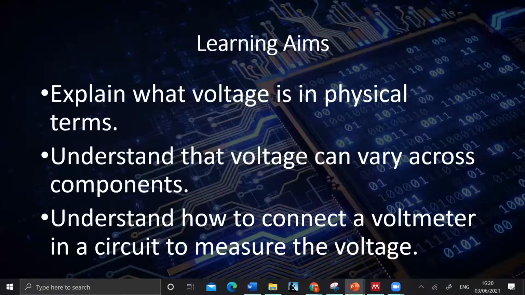So, learning aims. Number 1, explain what voltage is in physical terms. Number 2, understand that voltage can vary across components. Number 3, understand how to connect a voltmeter in a circuit to measure the voltage.